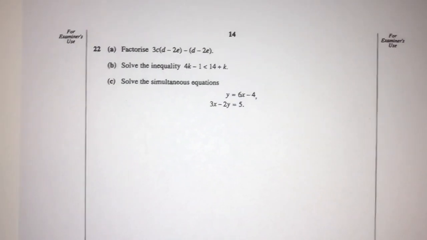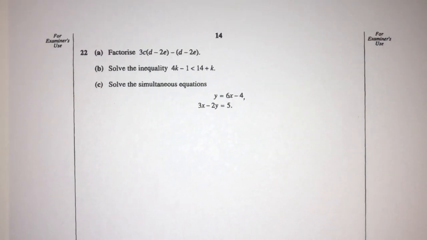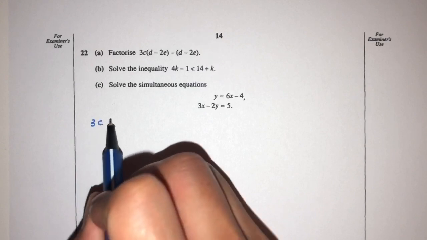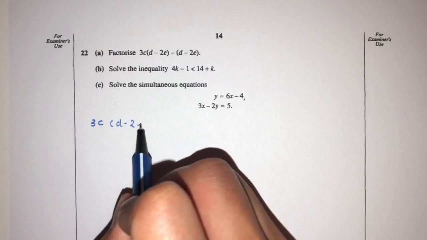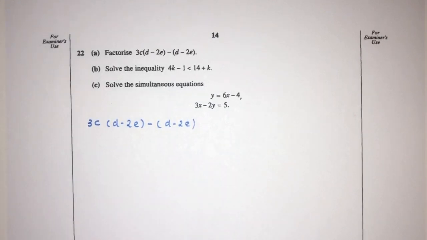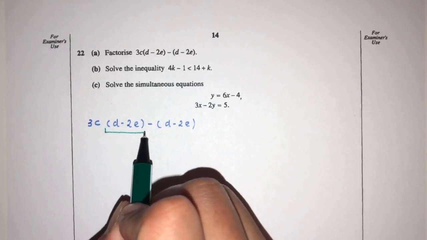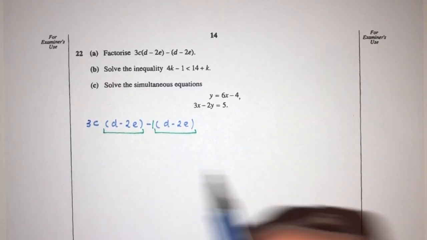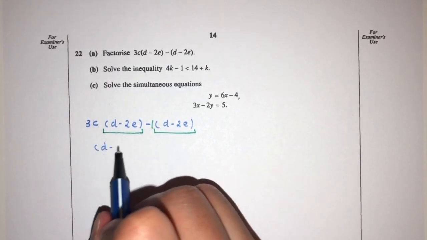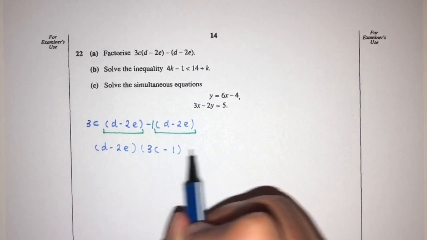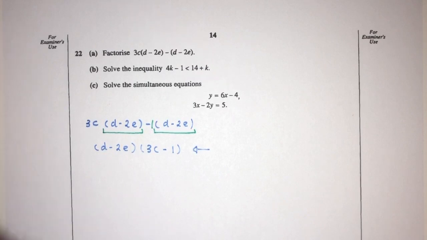Let's move on to question number 22. So here we have to factorize this. So let's see how can we do that. We have 3c times d minus 3. And here we have d minus 3. As you can see, these two are the same, right? Here we have 1, right? So we can factorize these two outside. You will have d minus 3. Here you have 3c minus 1 remaining. That will be your answer for part 1.